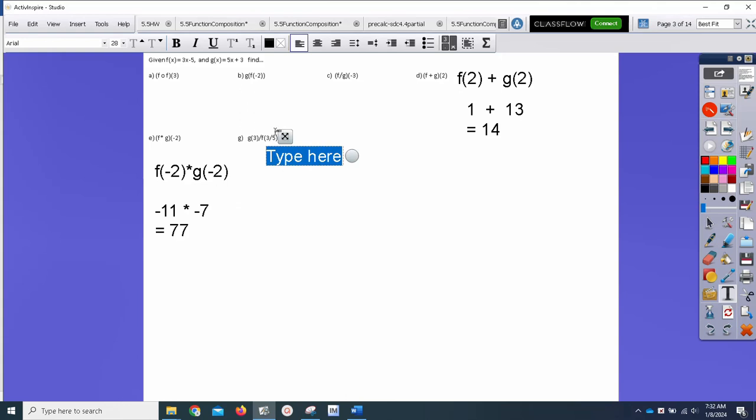Look at this one. g of 3 divided by f of 3/5. All right, well, g of 3 is easy. 5 times 3 is 15, plus 3 is 18.